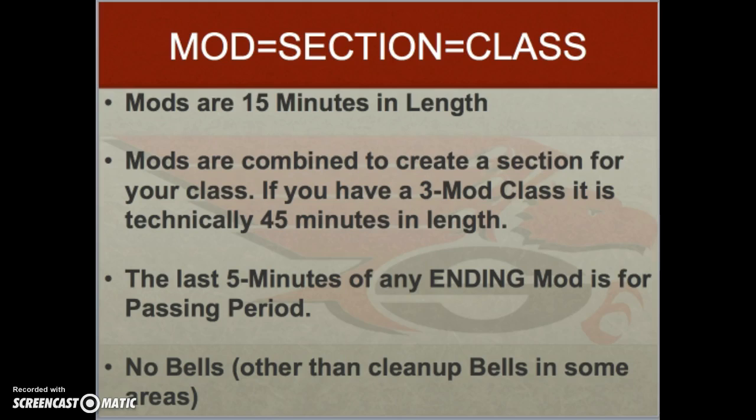So how is a class developed? We know that a class is built upon mods, and a section is any given amount of mods on any given day. So a class would be anywhere from 1 to 6 mods. And we know that a mod is 15 minutes in length. So mods are combined to create a section for your class. If you have a 3-mod class, it is technically 45 minutes in length.